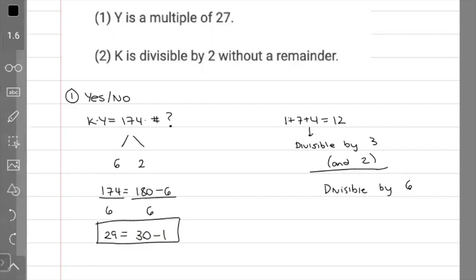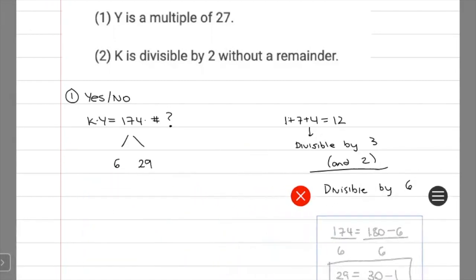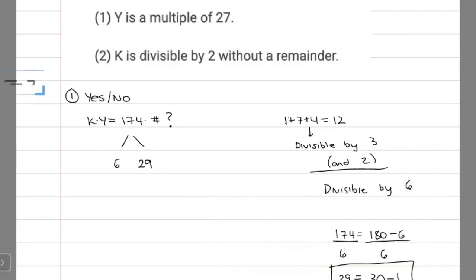And just to clarify, 2 is the only prime number that you have. So this is what we've reduced it to.